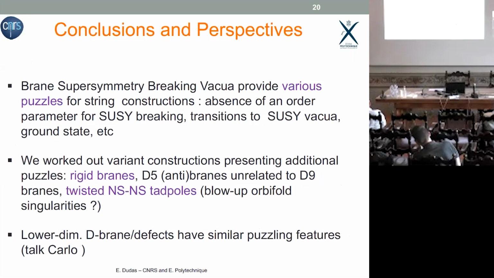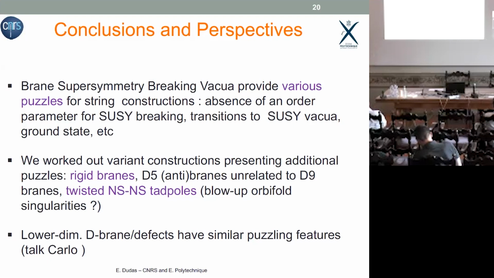So these are conclusions. Brane supersymmetry breaking in general provides various puzzles for string constructions. There is no order parameter for SUSY breaking. It's truly non-linearly realized, really in the original Volkov-Akulov way. So these models are really explicit realizations of Volkov-Akulov kind of constructions. It is difficult to understand in the simplest examples.